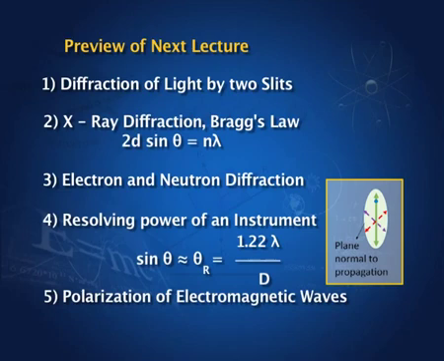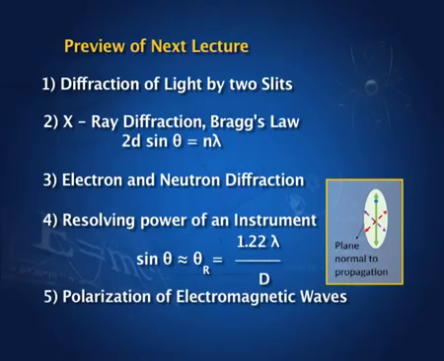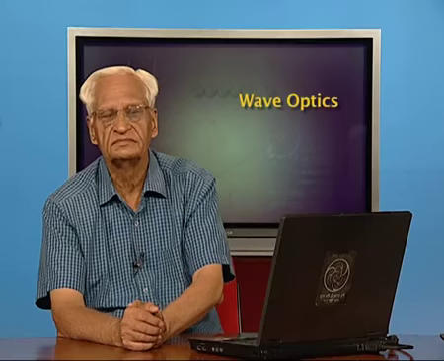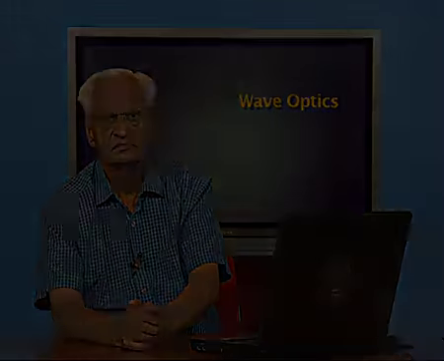And we shall also have diffraction at other wavelengths, say X-rays, then diffraction with neutrons and electrons, and we shall also define what is known as the resolving power of an instrument. And then we will go on to what is known as polarization of electromagnetic waves.